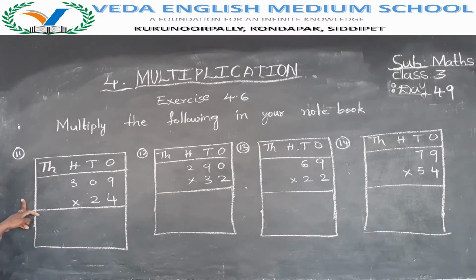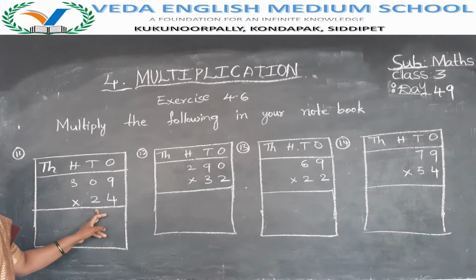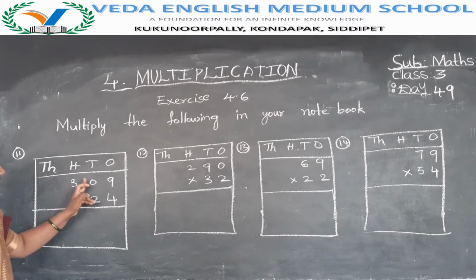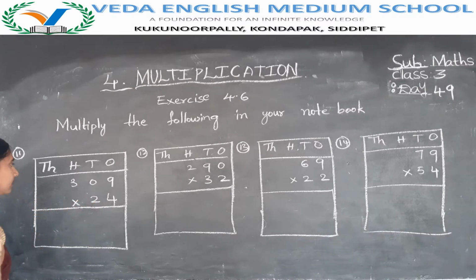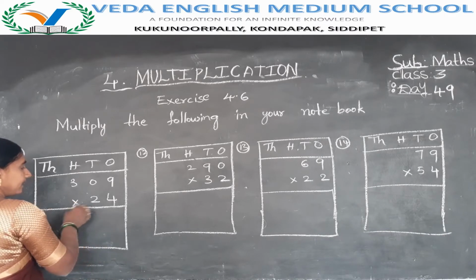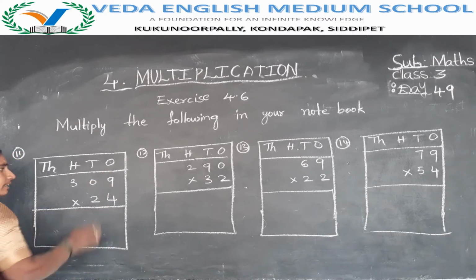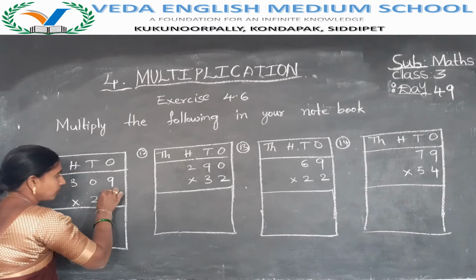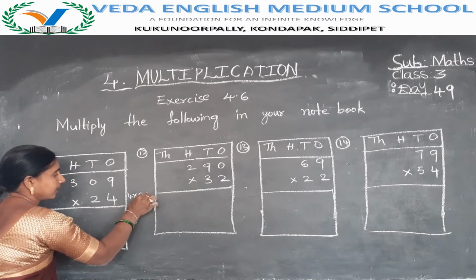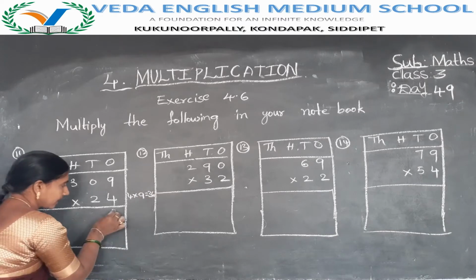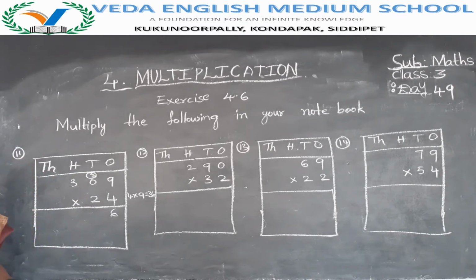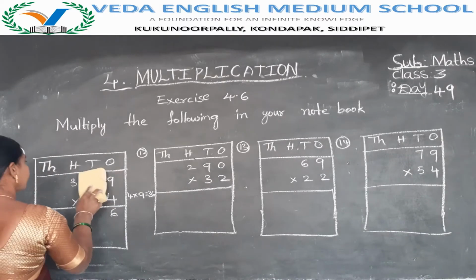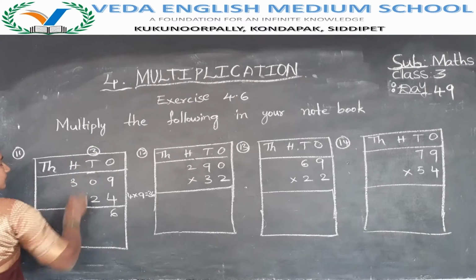Okay, next the 11th problem: multiply 309 by 24. First of all, we multiply the ones place. Multiply the digit 4 in the ones place by 9. That means 4 into 9. 4 nines are 36. So write here 6, and carry this 3 to here.